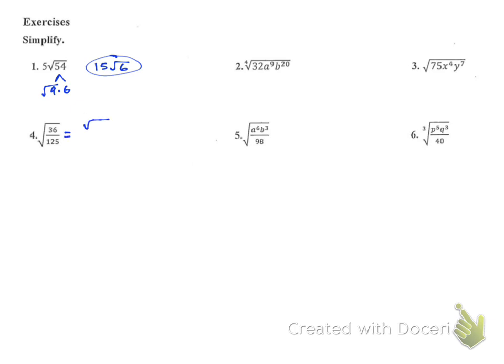All right, jump down to number 4. Square root of 36 over square root of 125. What's the square root of 36? 6. Again, you don't have to, but it makes it easier here to simplify the square root of 125 because we're dealing with smaller numbers. So prime factors would be 5, 5, 5. 25 times 5. 25 is a perfect square, so that would be 5 square root of 5. So this keeps the numbers smaller.